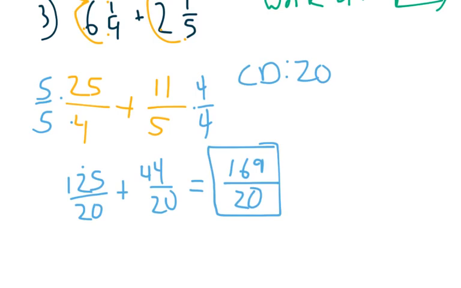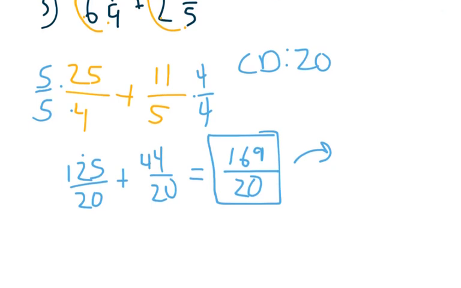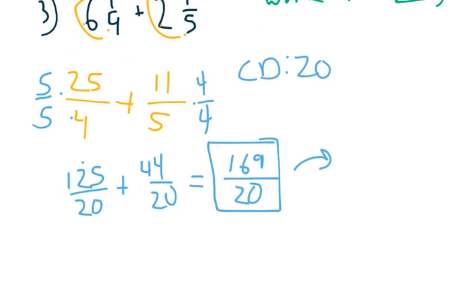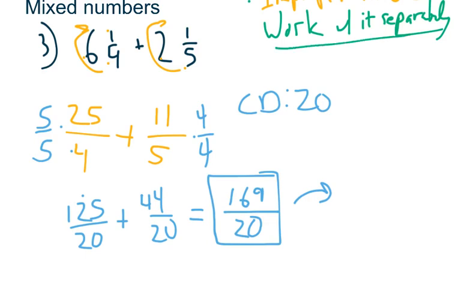But where we get tricky is taking this number and then putting it back as a mixed number. And that could be a lot of work. And now you have to do some long division. So, depending on what the answer is or what answer you're asked for, that's why it might be helpful to work with them separately.